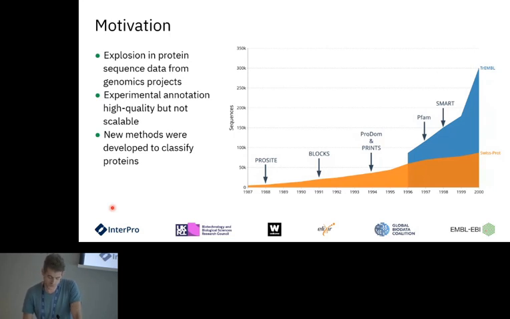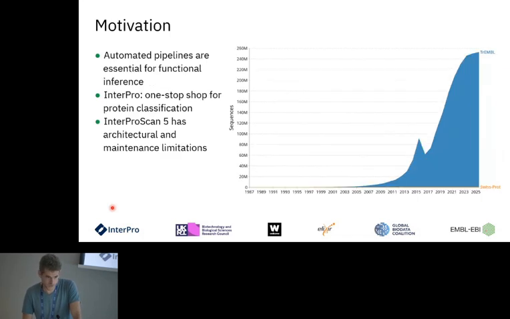Four years after the creation of TrEMBL, TrEMBL was already 3 times the size of Swiss-Prot. It's over 400 times bigger now, so it's unlikely that TrEMBL's sequences are going to make their way into Swiss-Prot. But that shows that scalability is really a major challenge when annotating sequences.